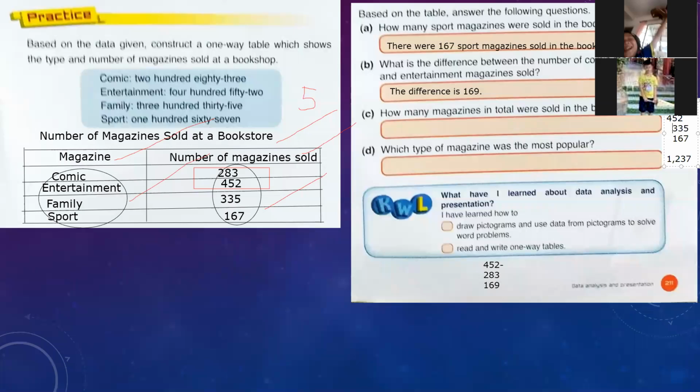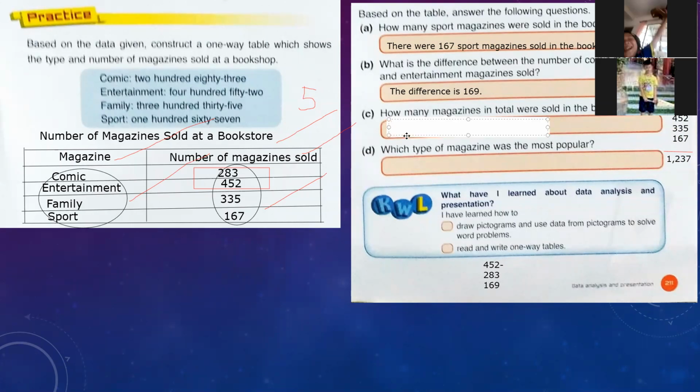Yes. You trust teacher Chris? Do you trust teacher Chris? Yes. Okay. And the answer is they were total 1,237 sold in the bookshop.